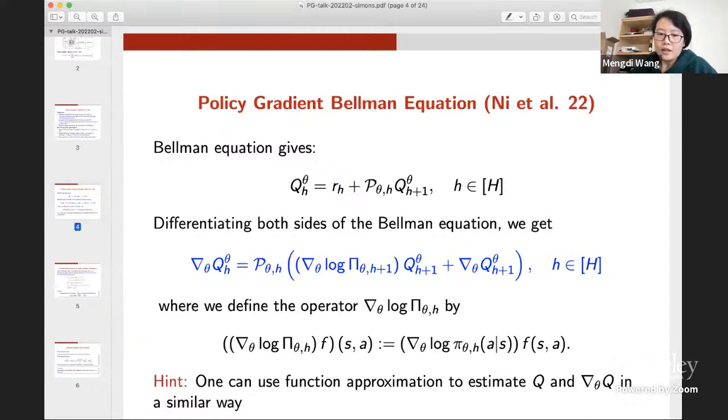Okay, so that basically means that if we know the Q function at stage h+1 and its gradient at stage h+1, then they should be able to give us the gradient of Q_h with respect to theta. Having this Bellman equation is important because we know that Q-learning and many value-based algorithms are based on Bellman equation. So if policy gradient has its own Bellman equation, that means that we may be able to learn policy gradient functions in a way similar to learning Q functions.